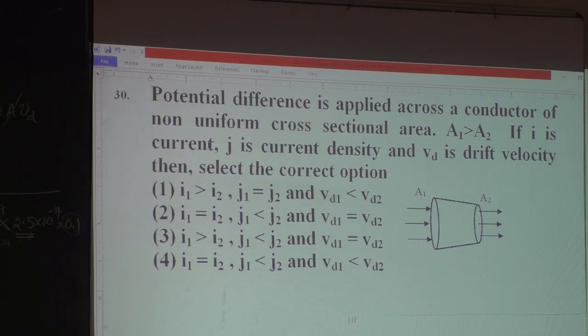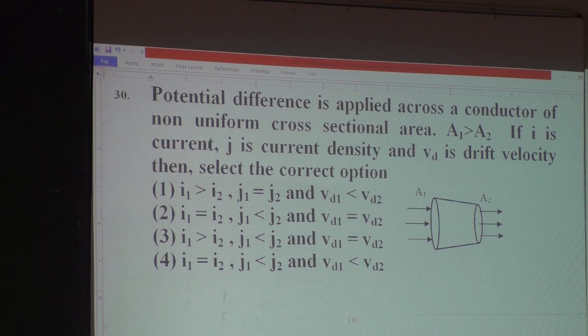From where will you start? Which equation will you take for reference? See that? You have been given a non-uniform cross-sectional area conductor, and you have been asked which is constant in this, which is variable, which is greater than what quantity. That is your job.